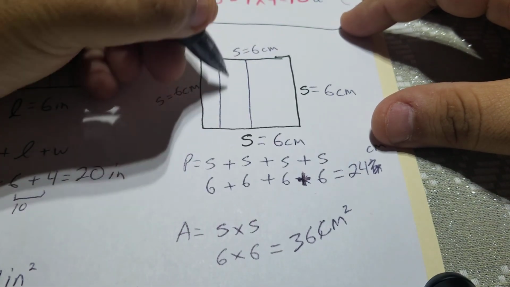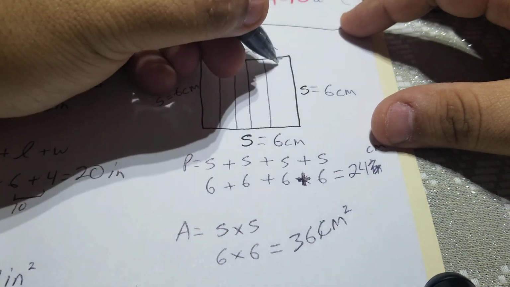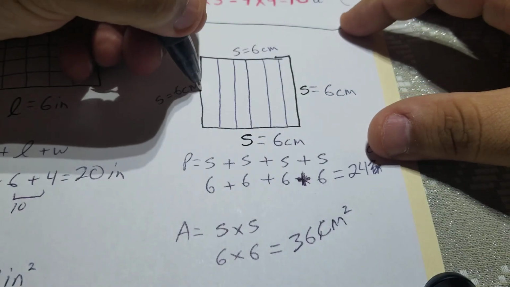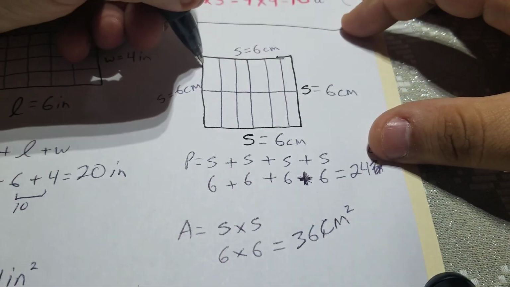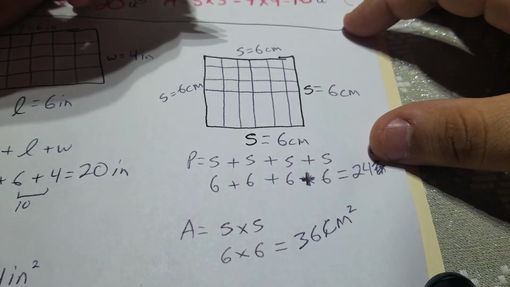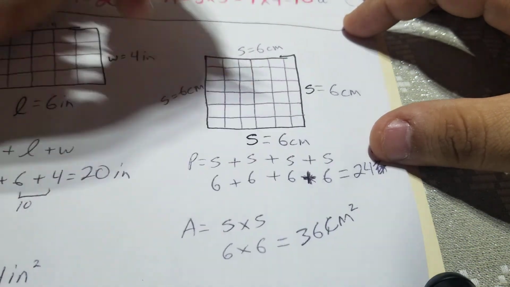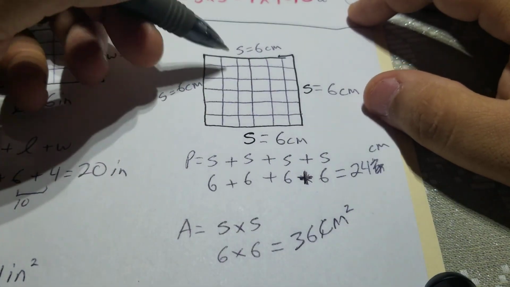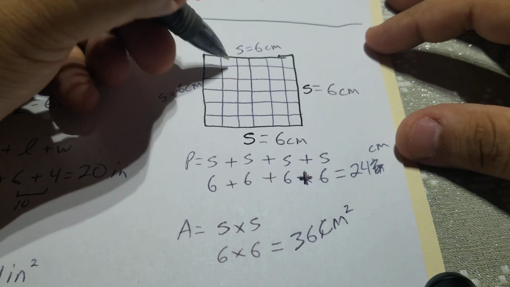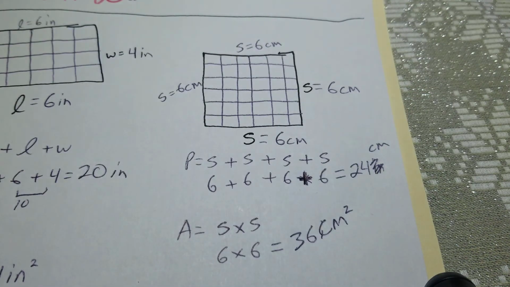So I got 1, 2, 4, 5, 6. Cut in half. There's that one. And there's that. So you have 6 on one side, 6 on the other. And I go in groups of 6: 6, 12, 18, 24, 30, 36 square centimeters. That is area and perimeter.